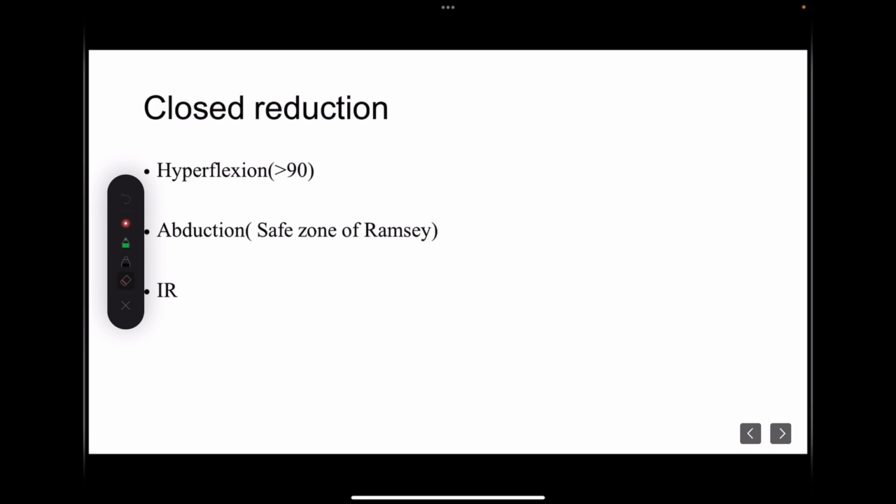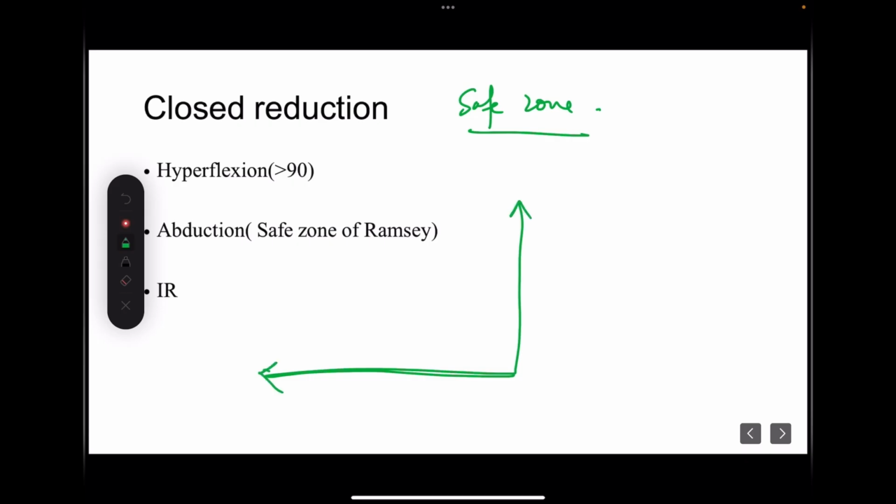What is the safe zone of Ramsey? Supposing this is the arc which I am drawing, at 30 degrees, if beyond this we bring the hip of the child, the hip dislocates.